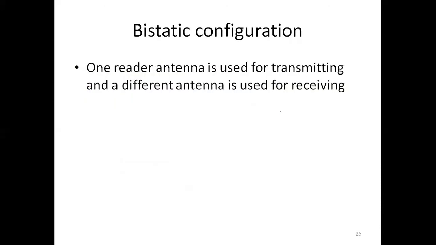There is a bistatic setup configuration. One reader antenna is used for transmitting and a different antenna is used for receiving. That is very important, that we have to use separate antennas. Suppose this is the transmitter antenna and this is the receiver antenna, and these signals are propagated and also reflected. So this setup is known as a bistatic setup.